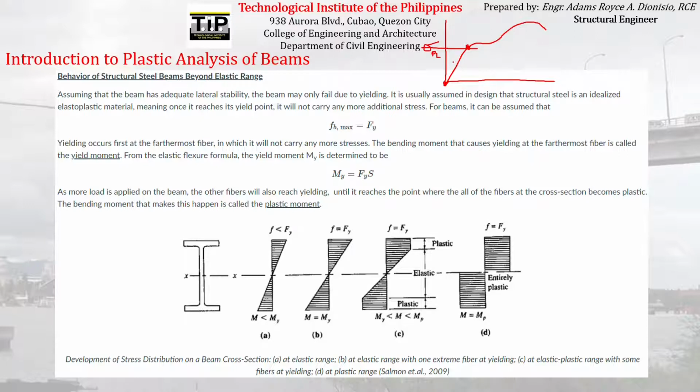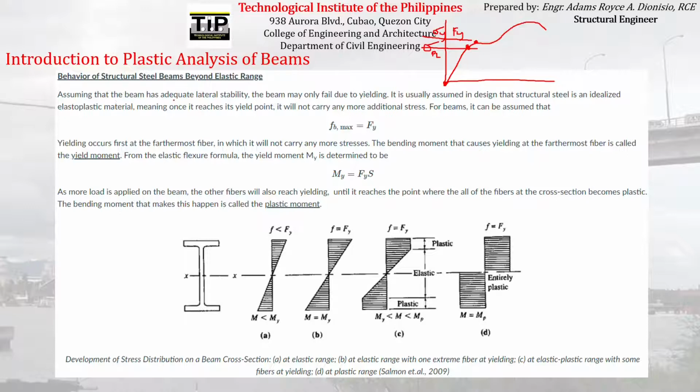Ngayon, ang problema diyan, yung steel natin 'pag na-stress siya beyond the proportional limit or the elastic limit, ibig sabihin umaabot na diyan yung stress na nararamdaman niya hanggang yield or Fy na tinatawag, hanggang yields. Ano na yung magiging behavior ng member natin or ng steel beam natin? Okay, so yun yung aalamin natin for this topic.